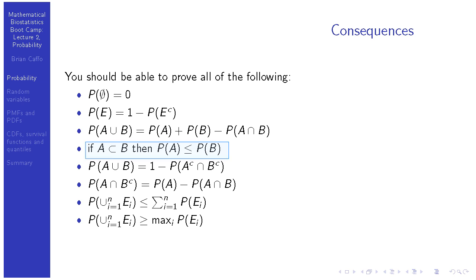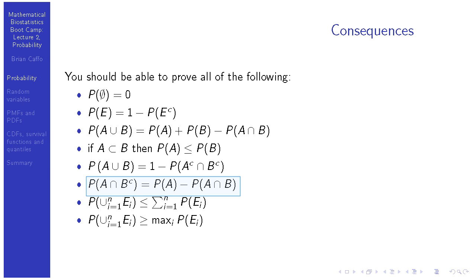The next bullet point is a pretty simple point. If A is a subset of B, then the probability of A is less than or equal to the probability of B. This is analogous to saying if I'm rolling a die and A is the event that I get a 1 and B is the event that I get a 1 or a 2, then the probability of getting a 1 is less than the probability of getting a 1 or a 2. So this rule, I think, makes a lot of sense. From De Morgan's laws, we get that the probability of A union B is 1 minus the probability of A complement intersect B complement.